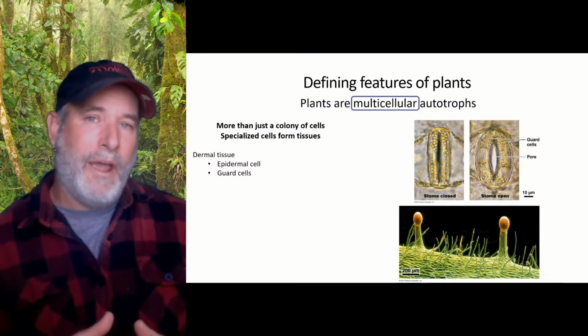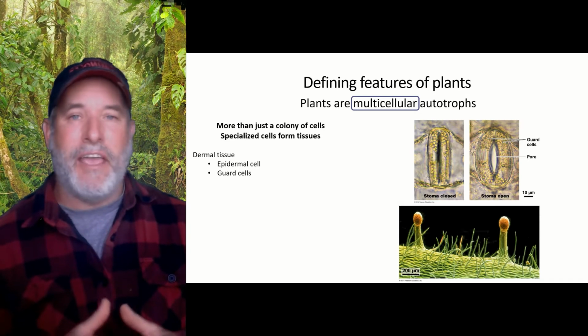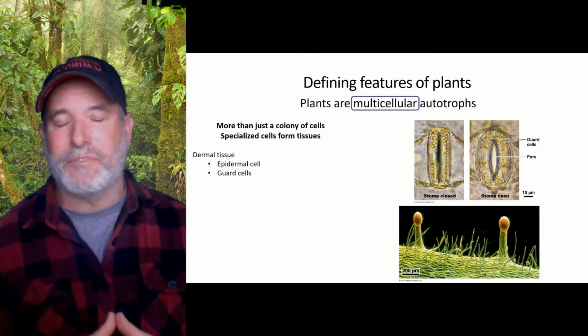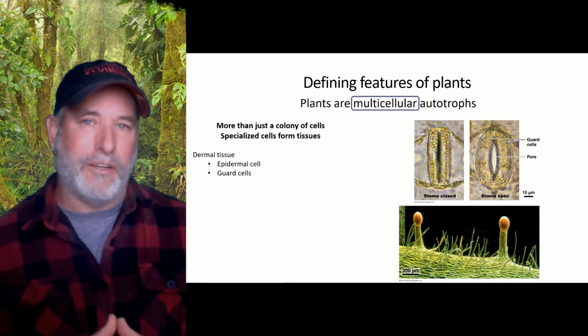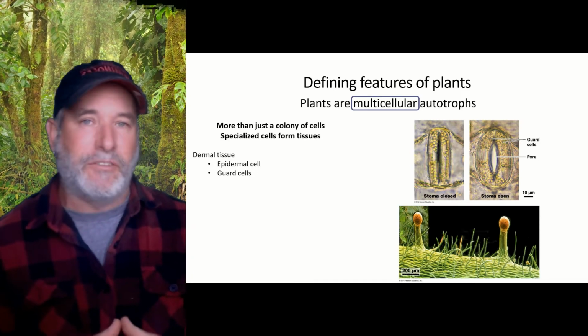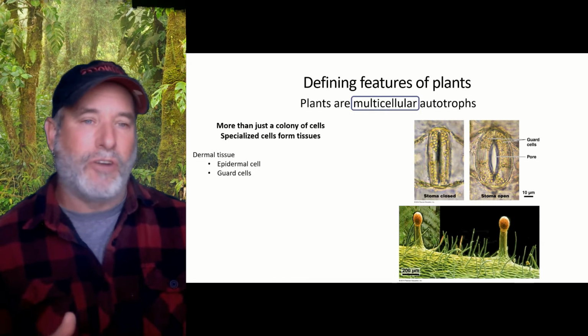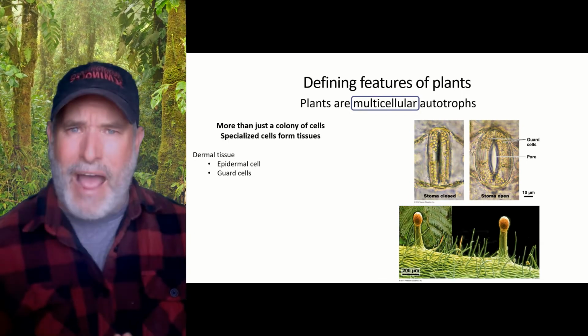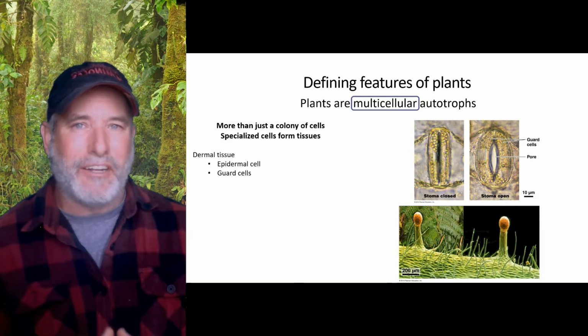Now, one way to define a plant is that they are multicellular organisms that are autotrophic. Okay, so multicellular, multi just means many. It means they're made up of lots of different types of cells. And autotrophic means self-feeding. I'll come back to the autotrophic part here in a second.